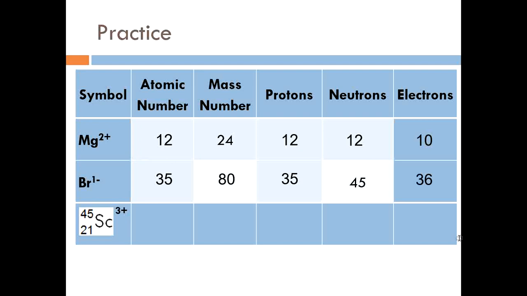Let's take a look at scandium. And the way that it's written, we don't need to look at our periodic table, right? The atomic number is 21. The mass number is 45. It has 21 protons. It has 24 neutrons. And how many electrons does it have? And again, don't say 21. Look at the symbol. 3 plus. Plus means that it's going to lose the electrons. So how many will it lose? It will lose 3. So originally, yes, it would have 21 electrons. But if it lost 3, that means it now has 18 electrons.